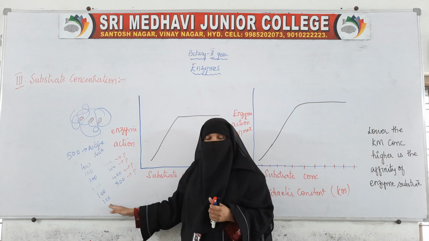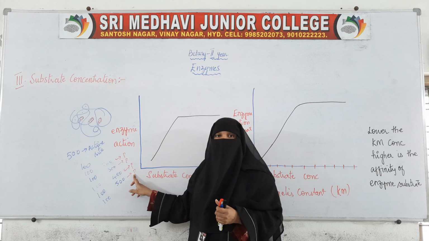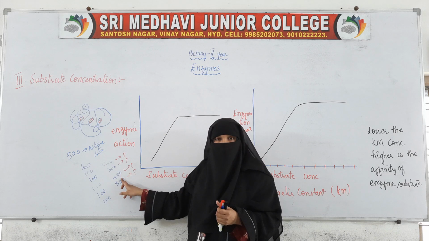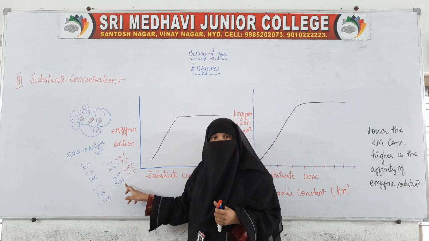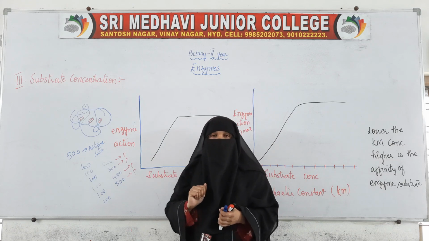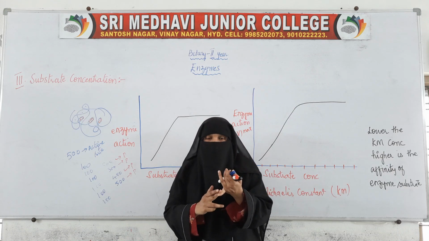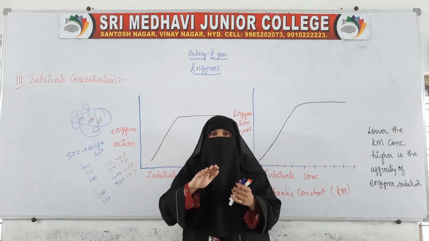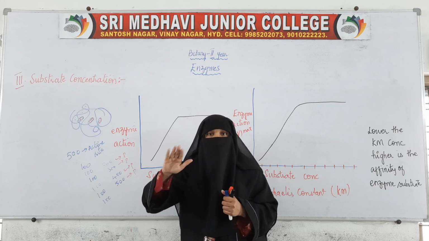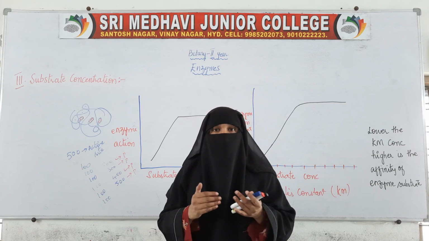Even if I add 700 or 800 instead of 600, what will happen? The product will not be increased. Here the product increased, and here, and here. But after 500, the product will become stable. It can only make 500. Even if I add 600 or 700 substrate molecules, the product formed will be only 500. After filling up of the 500 sites, the product will become stable. It won't show any increase.